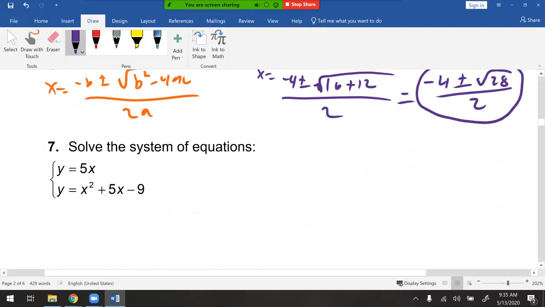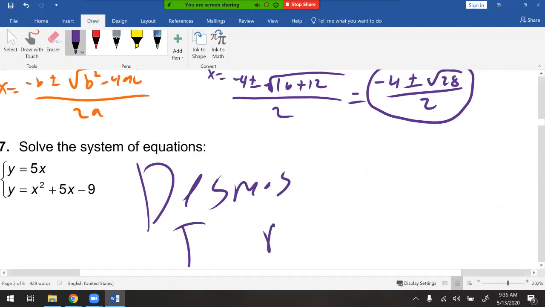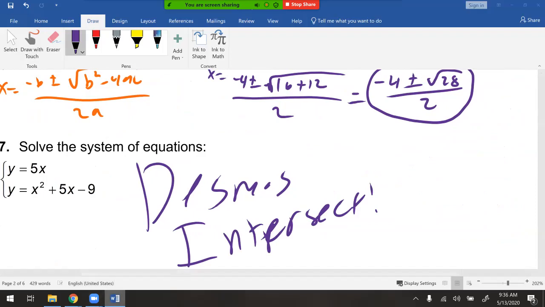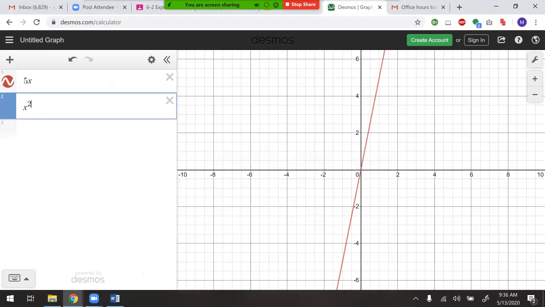Here we go. Solve the systems of equations. Well, for this particular question, I'm not going to care how you do it, because guess what you can use? Good old Desmos. When you use Desmos, find where they intersect. That's very important. So intersect. Okay, so we graph both functions, 5x and x squared plus 5x minus 9. So here we go. 5x, x squared plus 5x minus 9. And voila, we have our 2 answers.